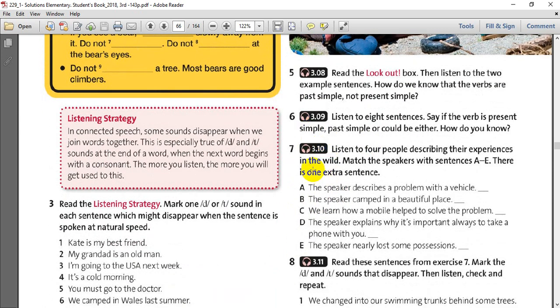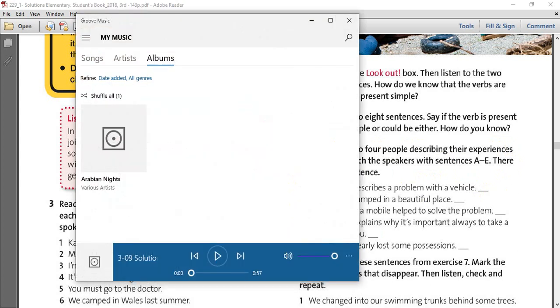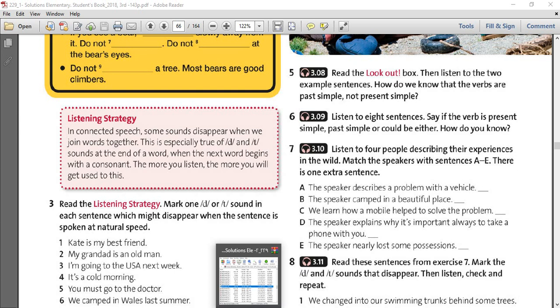Now, exercise number 7. Listen to 4 people describing their experiences in the wild. Match the speakers with sentences A to E. There is one extra sentence.